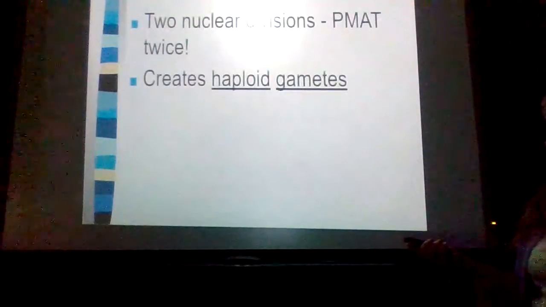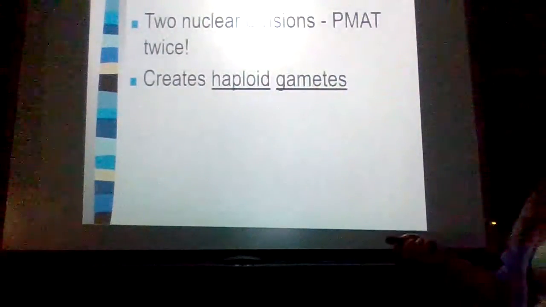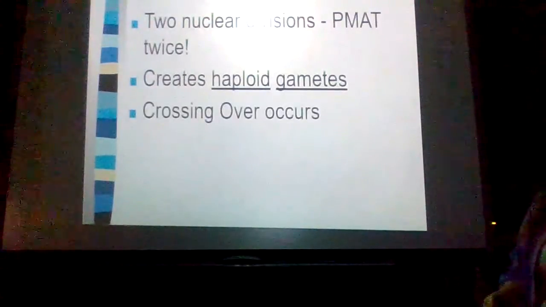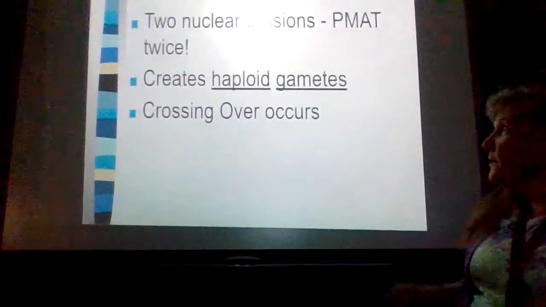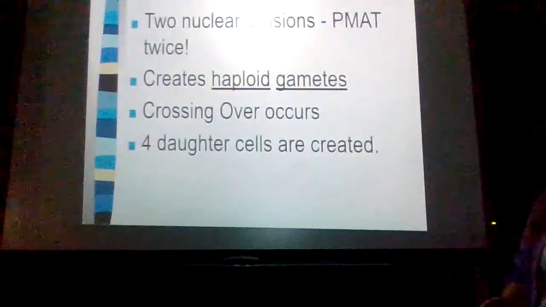And we're just creating haploid gametes. And again, because we're dividing it twice, we only have half as many of our chromosomes. And we have a process here that's called crossing over, which we will talk about in just a second. And again, 4 daughter cells are created.